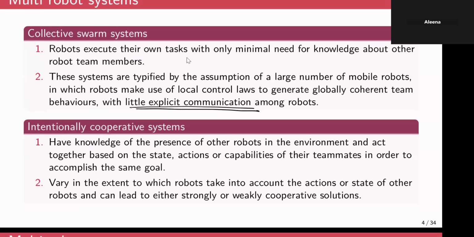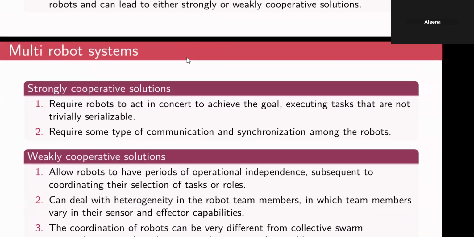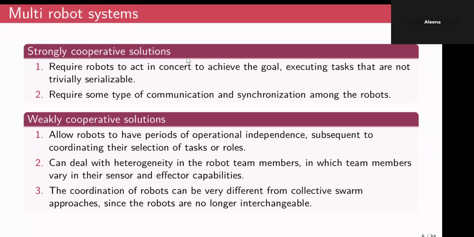And the second point is they vary in the extent to which robots take into account the actions or state of other robots and can lead to either strongly or weakly cooperative systems. So this essentially leads us to the two more sub-classifications. Depending on how much they are cooperating, you could either classify them as strongly cooperative or weakly cooperative solutions. So let's have a brief overview of what these are.